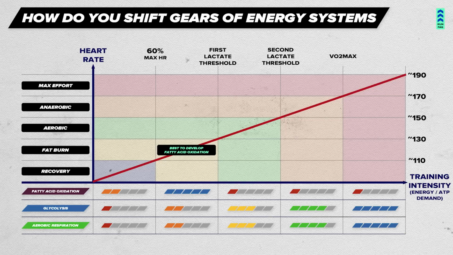For aerobic respiration, it's at the second lactate threshold. For glycolysis, you need to train at VO₂ max intensity. And remember, recovery occurs in zone 1, where no significant improvement happens.